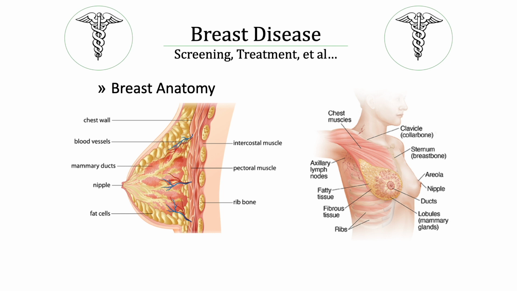Today we're going to talk about breast disease. Before we do that, let's go over the anatomy of the breast. There are, of course, the breast, nipple, and areolar complex. All of that is what we all know about. But there are a couple of other things, like the pectoralis major muscle. That is what the breast sits on.